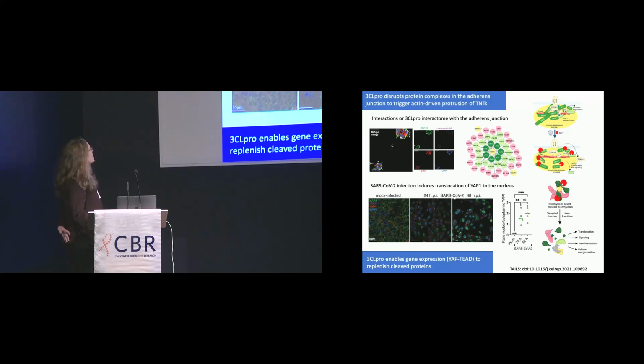So many of these proteins, when we did immunolocalization, were found at the edges of the cells and the edges of the cell colonies where they co-localize with nucleocapsid, viral nucleocapsid protein.